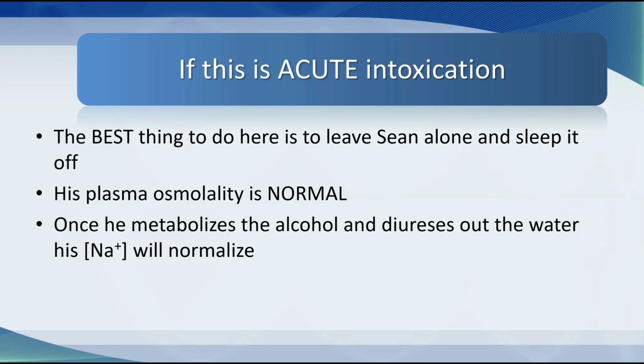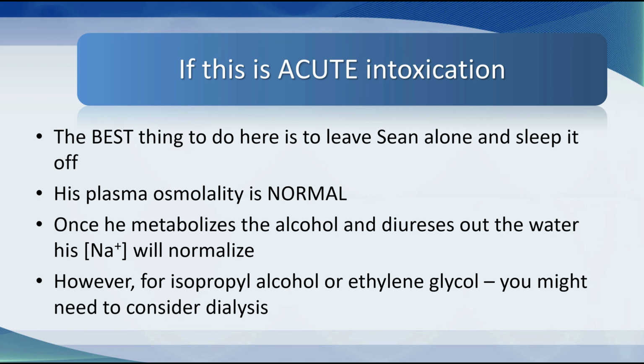So there's no evidence that he's had an osmotic anomaly to his brain. And once he metabolizes the alcohol and diureses out the water, then his sodium will normalize, and it may normalize quite quickly, but his sodium in his brain and in his blood were relatively normal to start with, and he won't have any massive fluid shift going from his brain. I will make a proviso on this though, that if the problem here was isopropyl alcohol or ethylene glycol, there are other things you need to consider. There are specific drugs that you use for ethylene glycol, and you might consider dialysis, but not for ethanol.